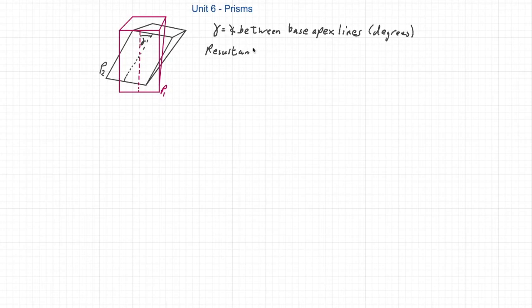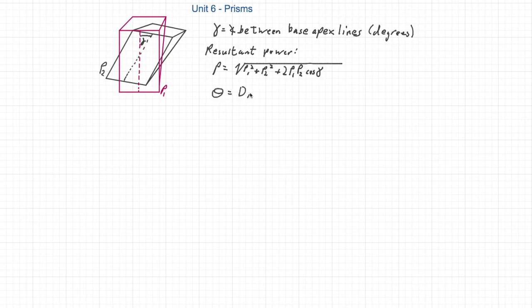Now, there's a formula for the resultant power of these two prisms. You can also calculate the power using vectors, and we'll do that in Unit 6P. But if you want to use a formula, the formula for the total power equals the square root of P1 squared plus P2 squared plus 2 P1 P2 cosine gamma.